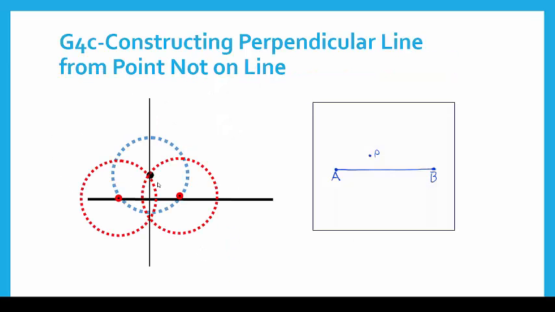Okay, so now constructing a perpendicular line from a point not on the line. So let's go ahead and check that one out. Start the video for that. Basically what we're going to do is you're going to start right here, with the point that's not on the line, and you're going to sweep a full circle, making sure you touch the line in two different spots, and then we go back to what we used before and we make a perpendicular bisector from that.